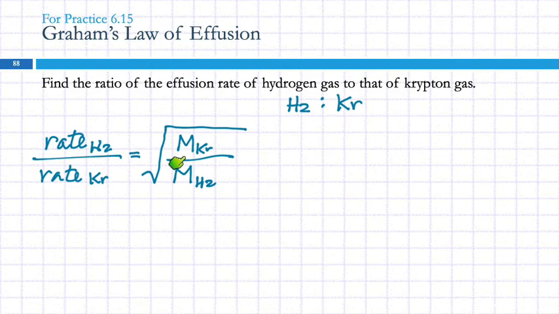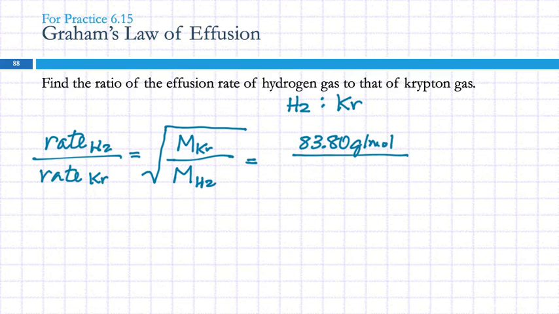Now, when we looked at root mean square velocity, this molar mass was in kilograms per mole. Here we have a ratio of them, so the kilogram part cancels out. So we could do it in kilograms or we could do it in grams. So the molar mass of krypton is 83.80 grams per mole.